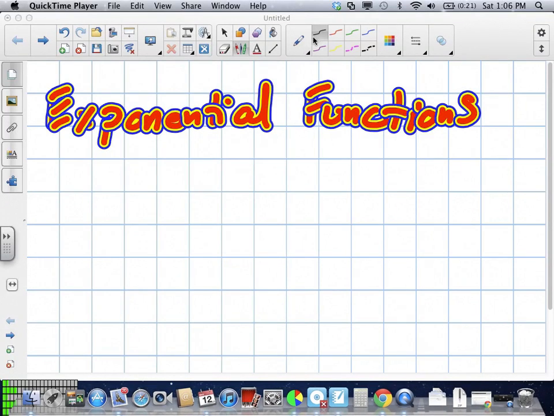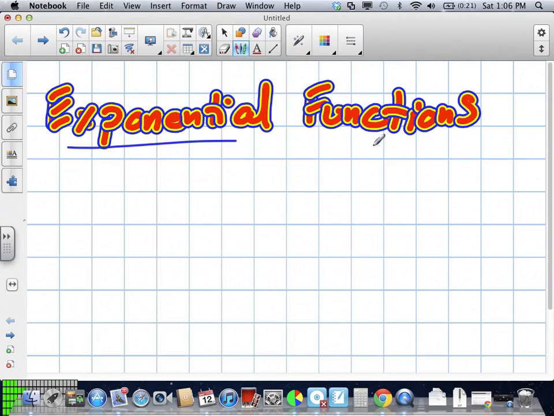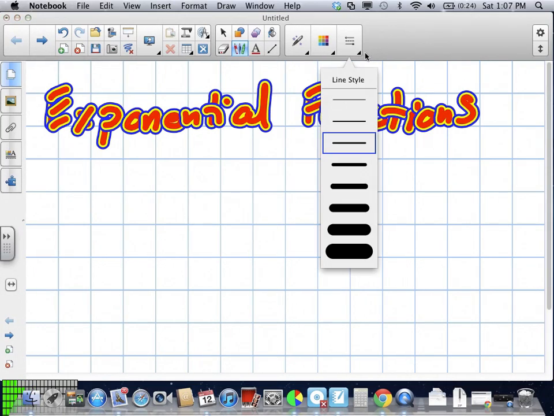Okay, so we're going to be talking about exponential functions today, right? One of the ways we're going to learn about them is comparing them to some of the functions we've learned before. So we've actually already learned about, and we'll make a makeshift graph here.